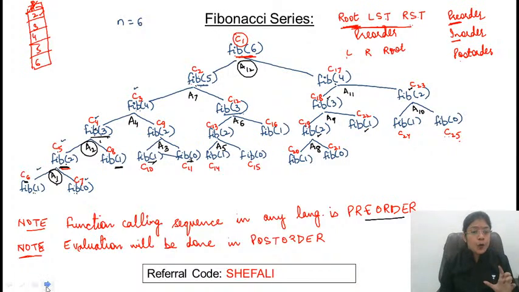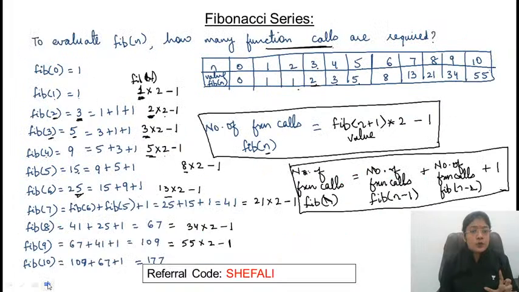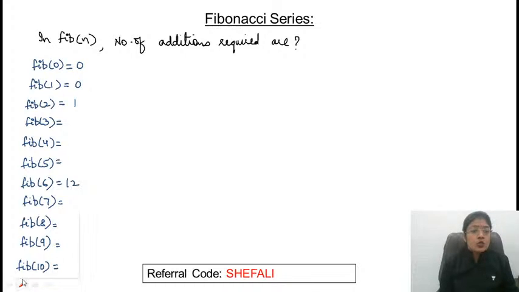Correct? Till this point you can return the values. So Fibonacci 3 is just requiring 2 additions. 4 is requiring 4 additions. 5 is requiring 7 additions. 7, how many additions are needed? Have you observed the pattern?